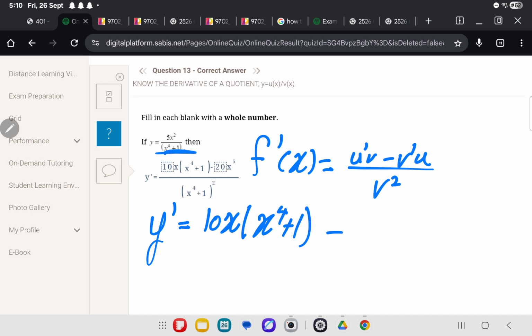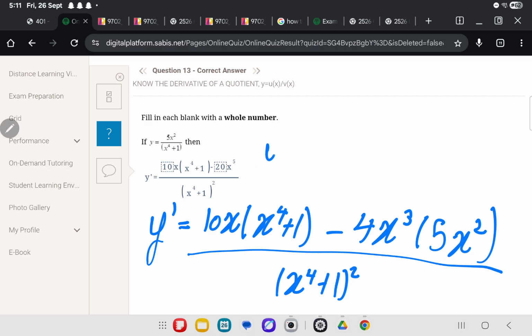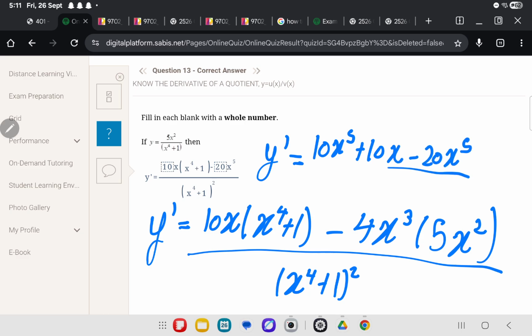Minus the derivative of the denominator, which is v prime, which is 4x cubed, into u, which is 5x squared, all over x to the power of 4 plus 1 squared. Okay, now simplifying this gives me y prime equals 10x to the power of 5 plus 10x minus 20x to the power of 5 over x to the power of 4 plus 1 all squared.